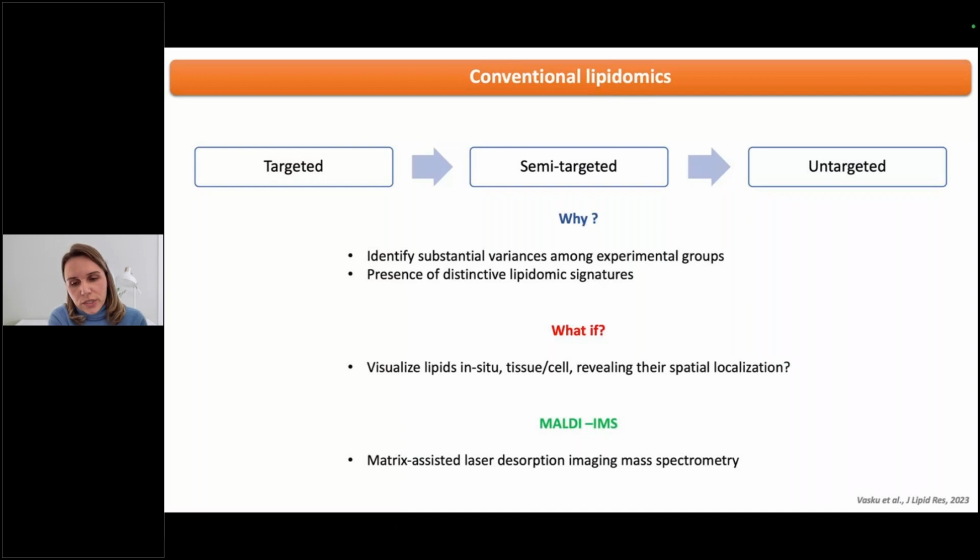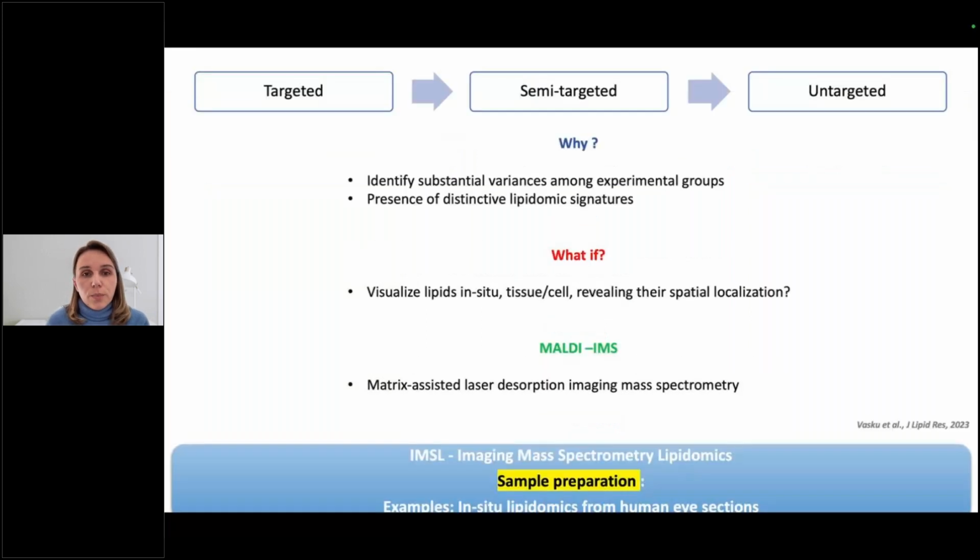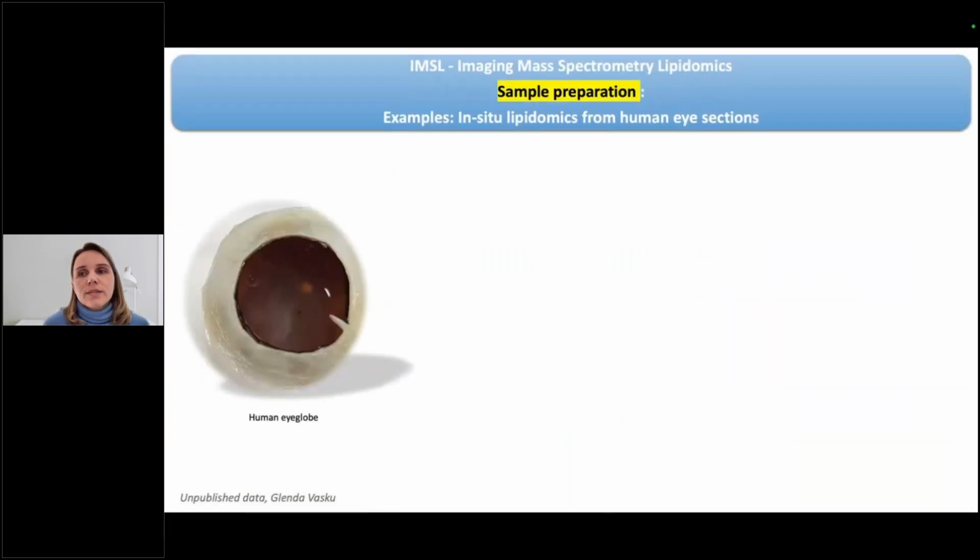I want to put a little disclaimer here that I know that there are other ionization techniques in the world of imaging mass spectrometry. However, this talk today will be focused on MALDI MSI. In this slide, I will put the attention on sample preparation, which is very important when we perform imaging mass spectrometry. In this case, in my experimental design, I worked with human eyes.